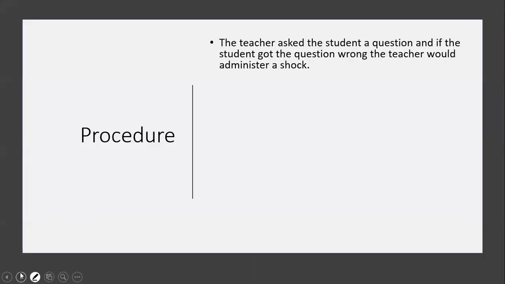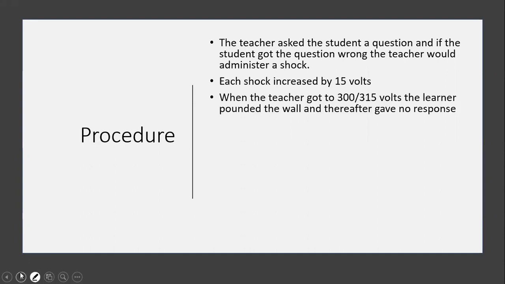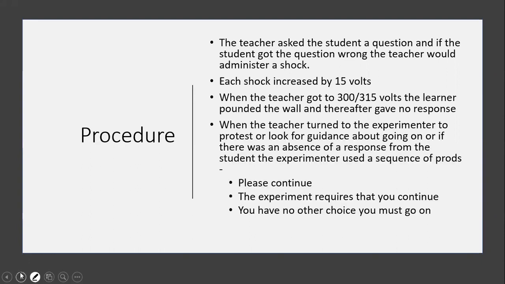So let's look at the procedure more. The teacher asked the student a question, and if the student got the question wrong, the teacher would administer a shock. The shock increased by 15 volts, just like I've said. When the teacher got to 300 and 315 volts, the learner pounded the wall and thereafter gave no more responses. There wasn't a sound or any movement you could hear from the learner.